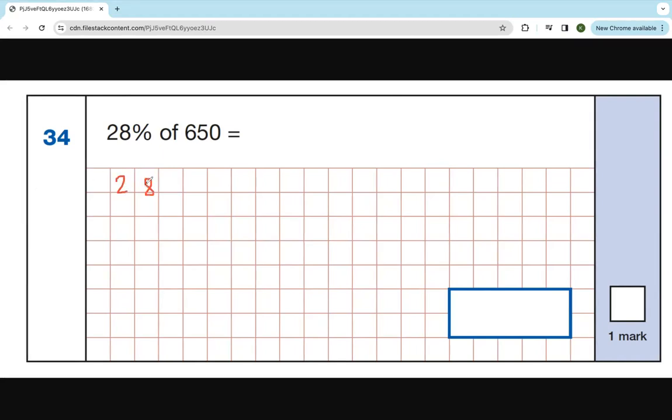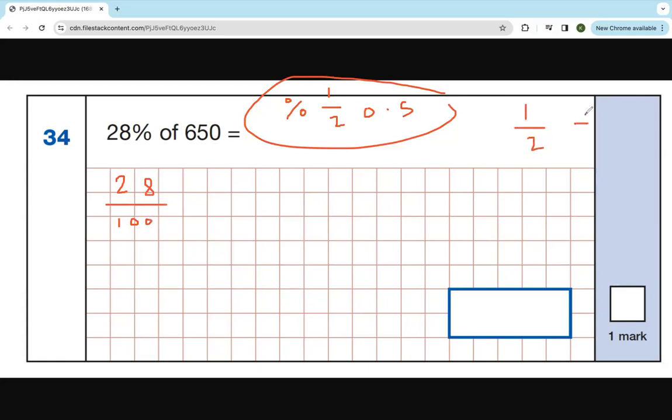So let's do it this way. 28% is the same as saying 28 of 100. Remember, percentages, fractions, and decimals are all cousins, and their grandfather would be called division. They're all related to division because 1 over 2, if you look at the division sign, these dots represent numbers. That just means division, 1 divided by 2. Anyway, that's just an aside there.